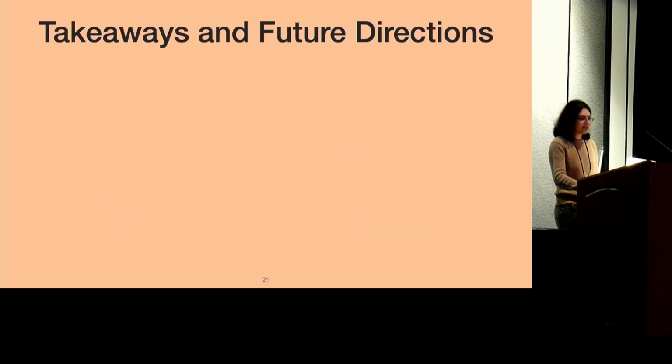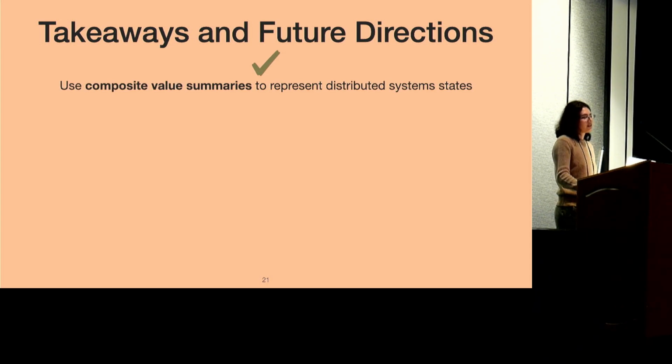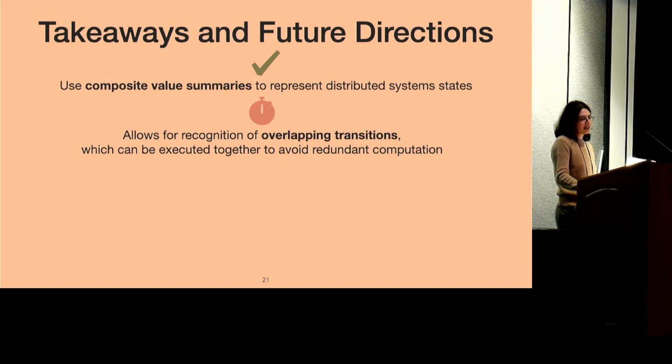So that brings me to the end of my talk. I'll give you some takeaways. We've seen that we can use composite value summaries to represent distributed system states. Doing this lets us recognize when we have overlapping transitions, which we can then use to avoid redundant computation.